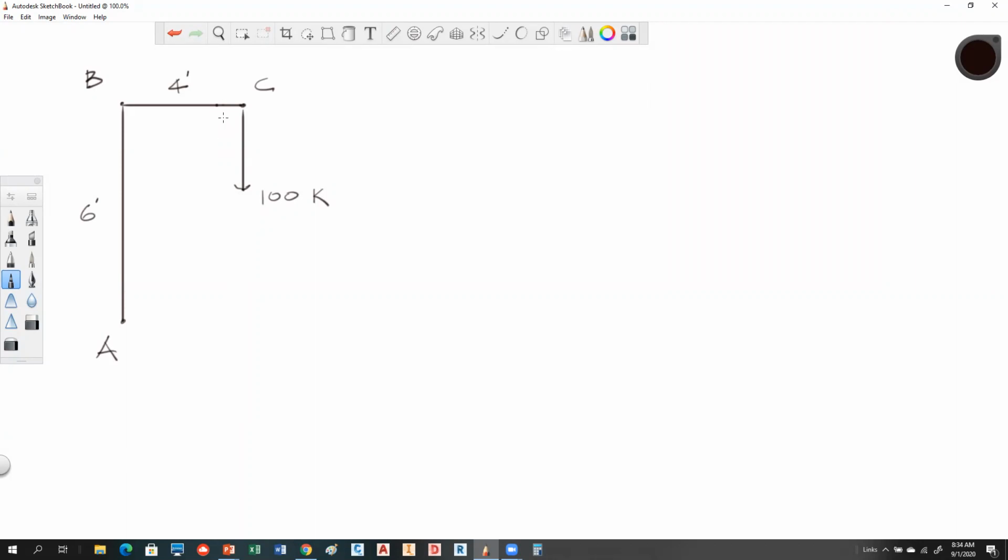So if we wanted to solve the moment of this situation at point A, basically you're just going to say that the moment about point A is going to be equal to the force, which is 100 kips, times the distance perpendicularly measured, which happens to be 4. And so that yields for us 400 kip feet. Okay? Does everybody see that? That's pretty simple, right?